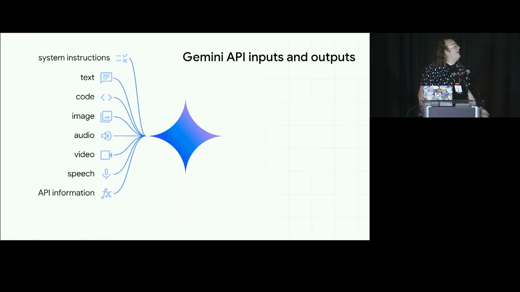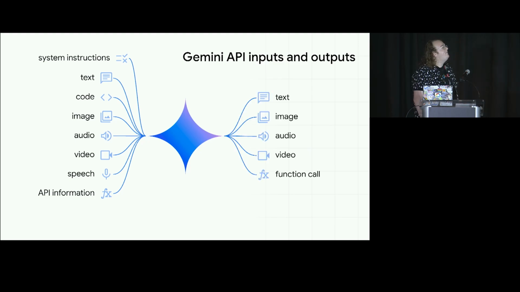There's a super wide range of things that you can provide to the model as inputs. So system instructions to tune the model to behave the way that you want it to, just in natural language. You can provide it text, code, images, audio, video, speech, and also API information. And then we have a bunch of outputs that are available as well: text, image, audio, video, or function calls to go get more information, or take actions within your systems.